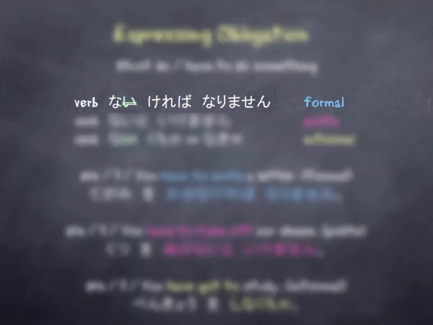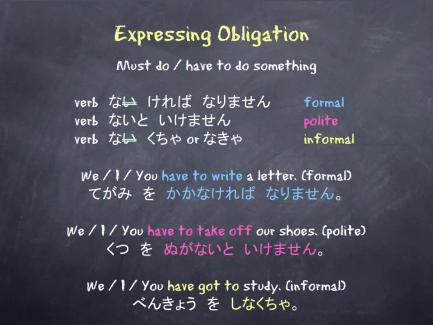So the first one we have is the verb in its plain negative state, so in its nai form. And we simply cross off the i and we add this phrase, kereba narimasen. So that's the most formal way of expressing someone having to do something.